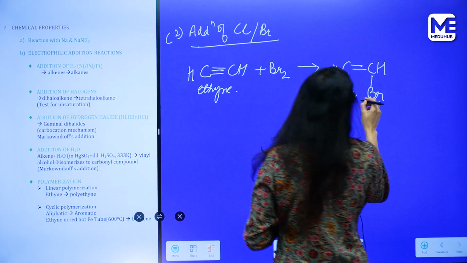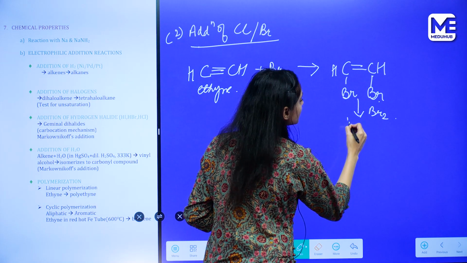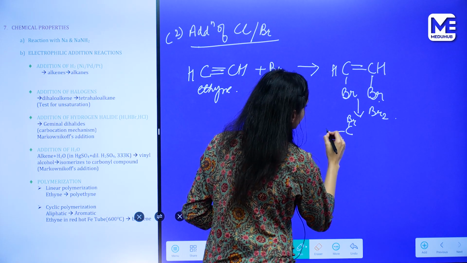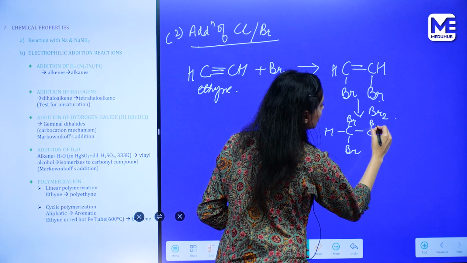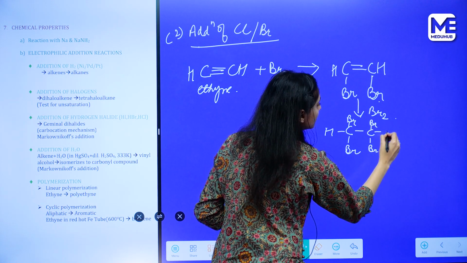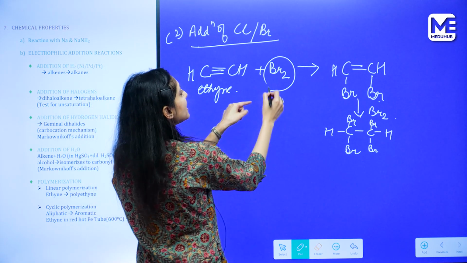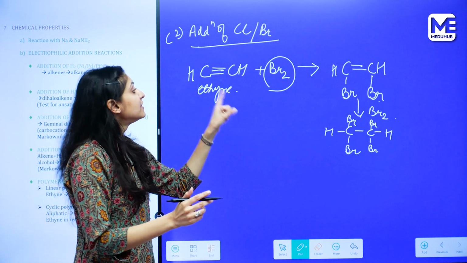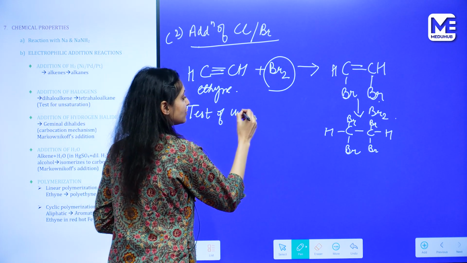Dihaloalkene, and further addition of bromine will give us the tetrabromo derivative. So what is happening here? Bromine is getting added on to ethyne, and this is a very important reaction for the test of unsaturation.